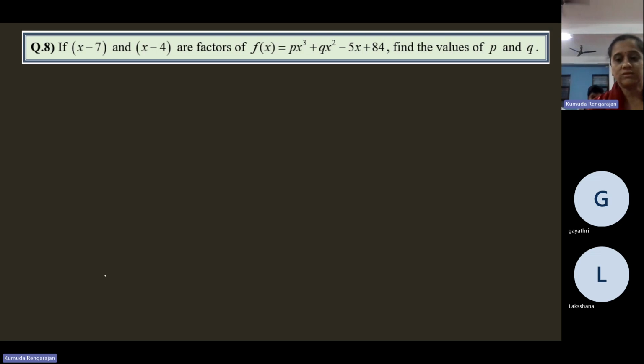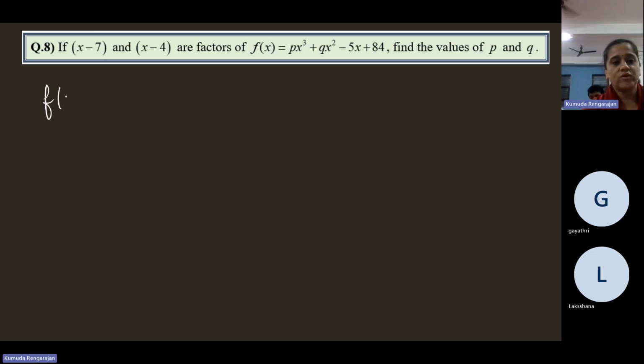All right, so in this question, this was the homework question. If x minus 7 and x minus 4 are factors of f of x equals px cubed plus qx squared minus 5x plus 84, find the values of p and q.